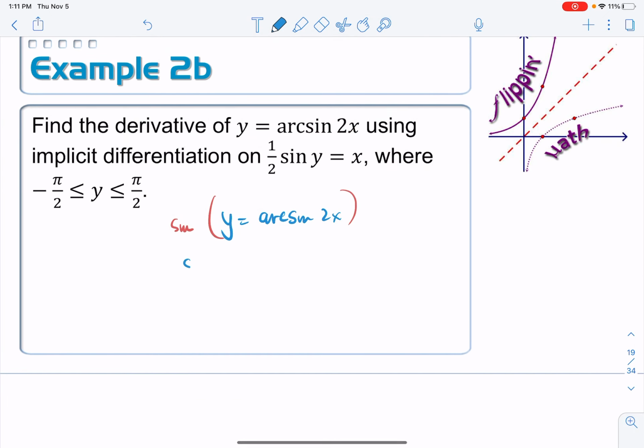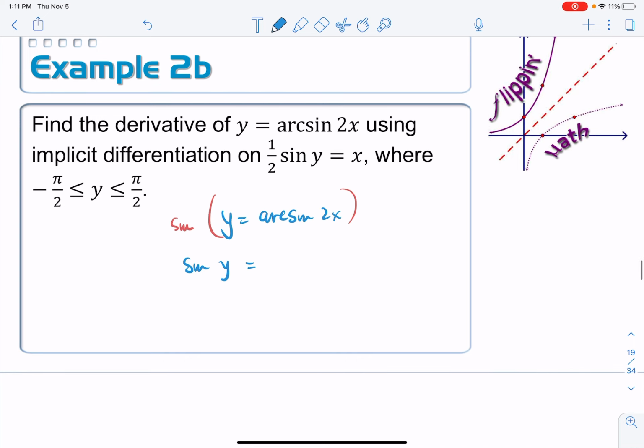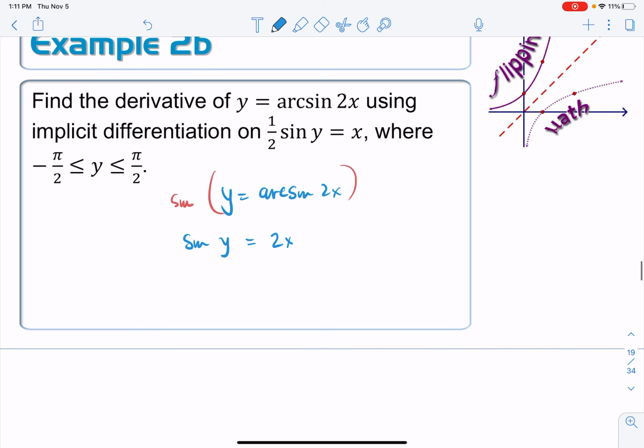I'm going to have the sine of y over here on the left-hand side, and the sine of the arc sine of 2x is going to return the 2x back to me. I just leave it like that. Now let's take the derivative of both sides with respect to x.